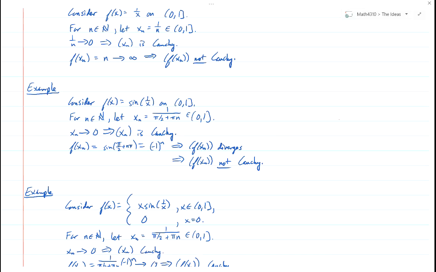And when n is odd or n is even, because of the cyclical nature of how sine is evaluated, it's either going to be sine of pi over 2 or sine of 3 pi over 2. So it's just bouncing between -1 and 1. When n is 1, it's pi over 2 plus pi, which is 3 pi over 2, which is -1. When n is even, then I'm evaluating sine of pi over 2. So again, that's a divergent sequence, not Cauchy.